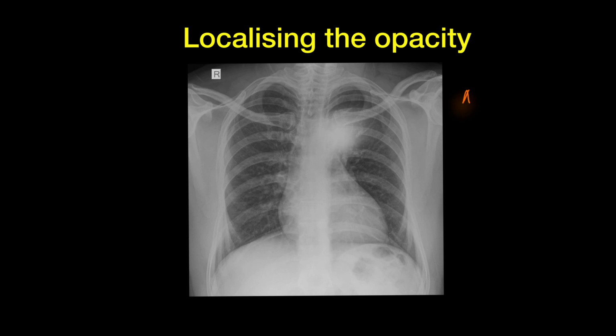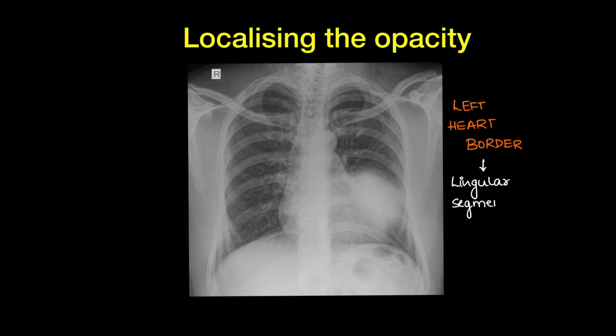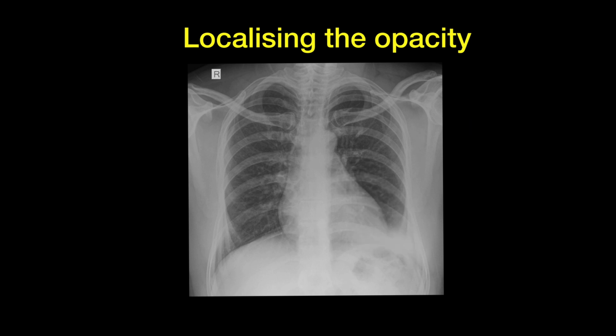Coming to the left side, if the border of aorta or aortic knuckle is obscured, lesion is in left upper lobe. If left heart border is obscured, then the lobe closest to it or in continuity with it is the lingula or lingular segments of left upper lobe. So the lesion is supposed to be there. If left hemidiaphragm is obscured by the lesion or opacity, then it is localized to be in left lower lobe.